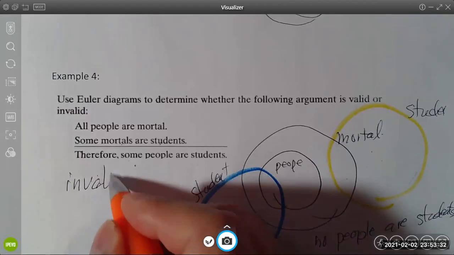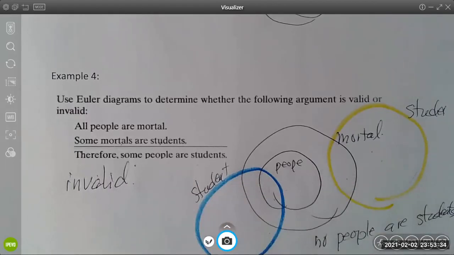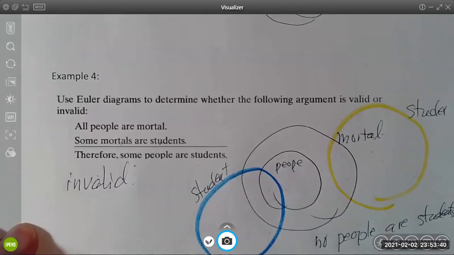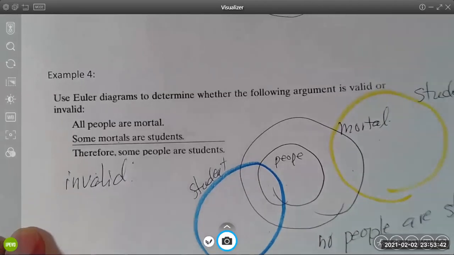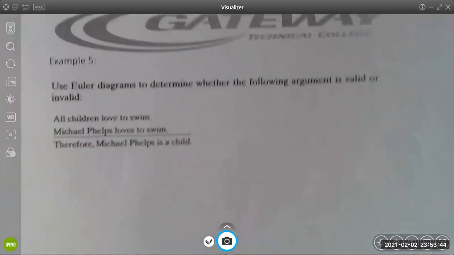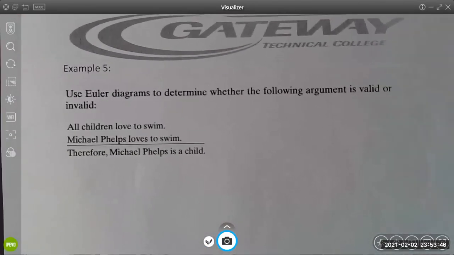Because for a valid one, there's only one conclusion. No matter how you draw these premises, it's only one conclusion. That means it's valid. Okay, this is the last one.